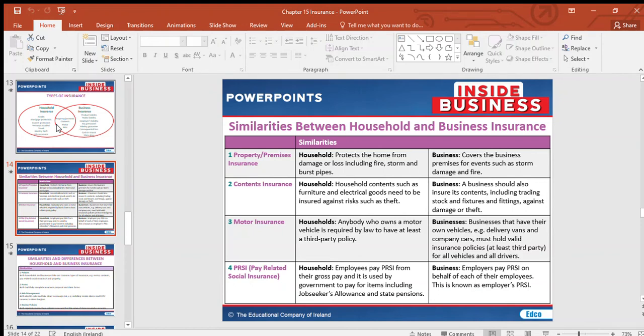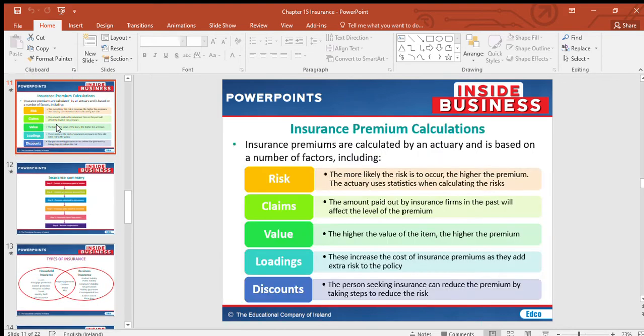This is our third lesson on insurance. Quickly just showing again what I covered the last day. Last day we looked at calculating insurance premiums. We know that an actuary is the person who does that. That's the profession for someone who calculates premiums.